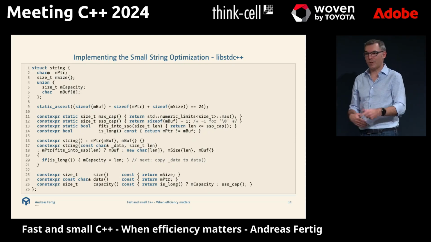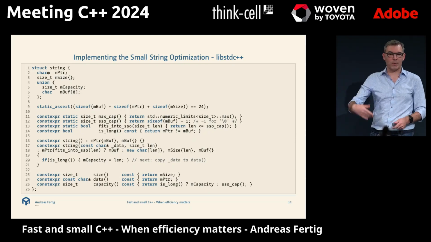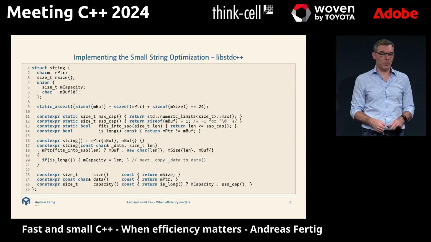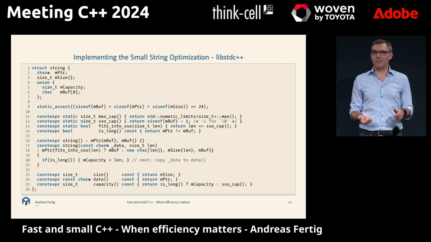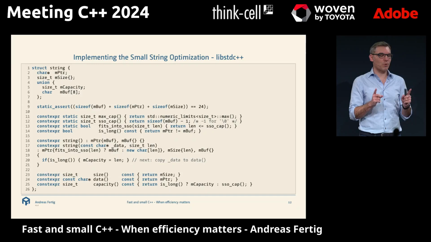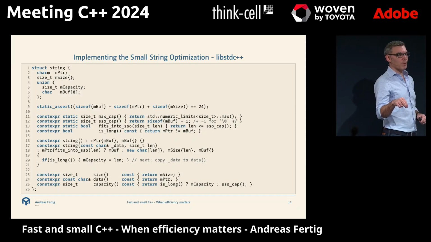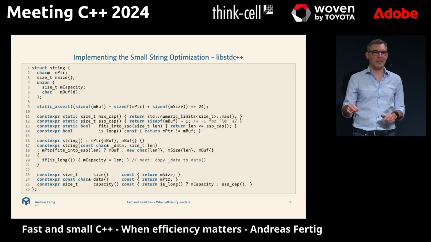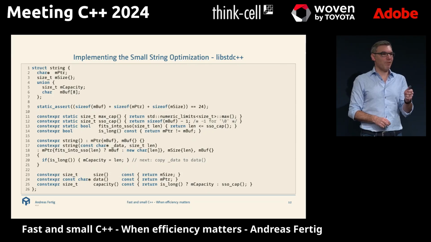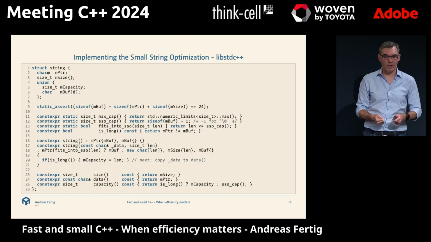A helper function fitsIntoSSO simply checks whether the length is sufficient for the small string buffer or not. And then we have the function isLong. That one's the crucial function, because it figures out whether we are in long or in short string mode. isLong says, if the address of mPointer is not equal to mBuff, we are in long mode. So this is the trick they are doing. This is how they abstracted the Boolean away.